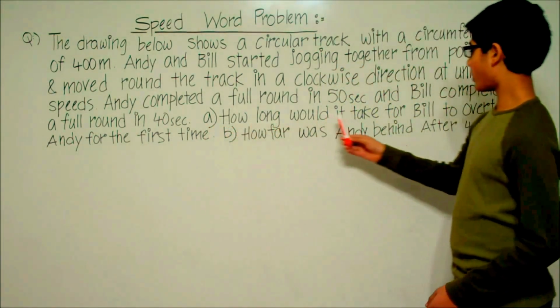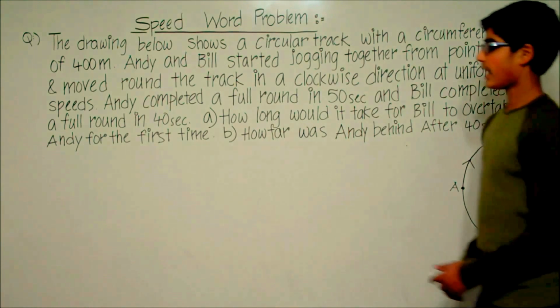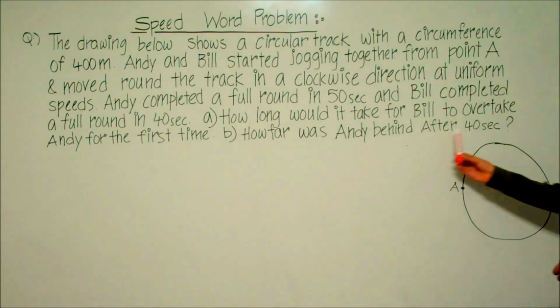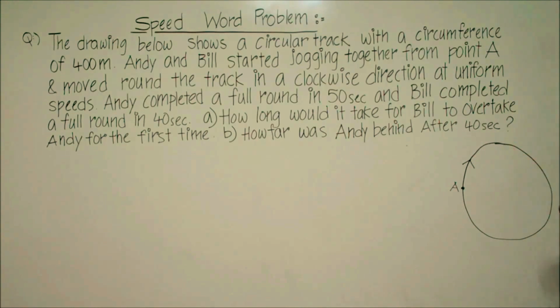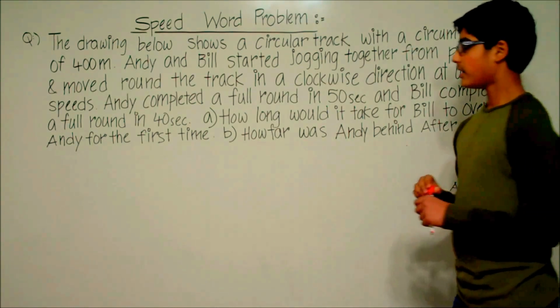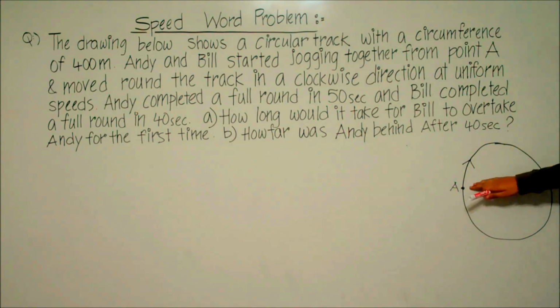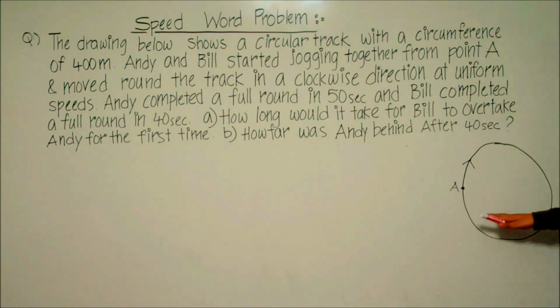A. How long would it take for Bill to overtake Andy for the first time? And B. How far was Andy behind after 40 seconds? Now, this is the circular track that has a circumference of 400 meters and they're moving in a clockwise direction.